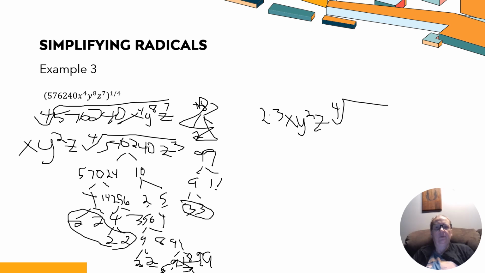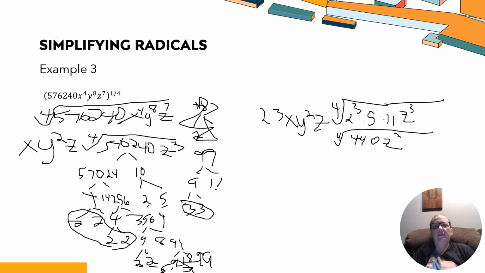So I have 3 2's, I'm just going to write it like that. A 5 and an 11. So 2 to the 3rd times 5 times 11 is what that number is. And I also have that z cubed still on the inside as well. So that's 440. And then 2 times 3 out here is 6.